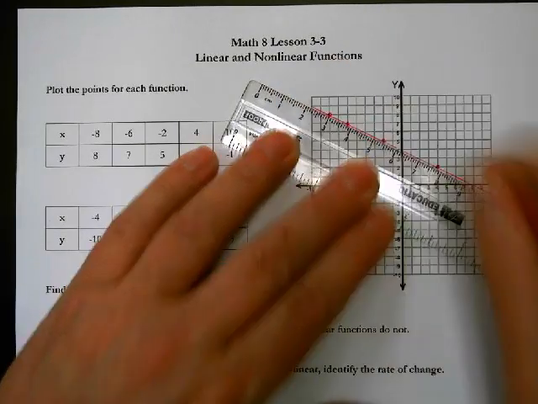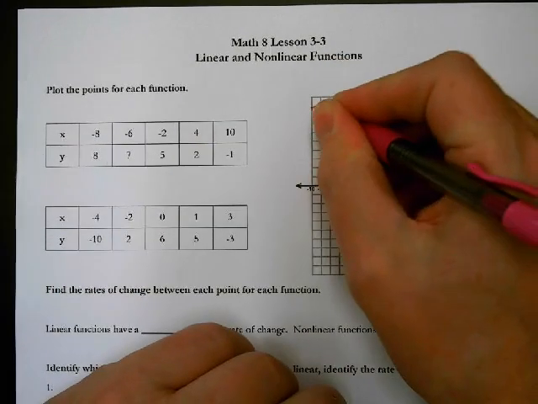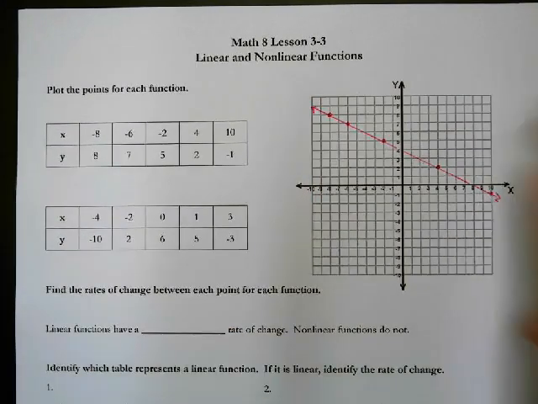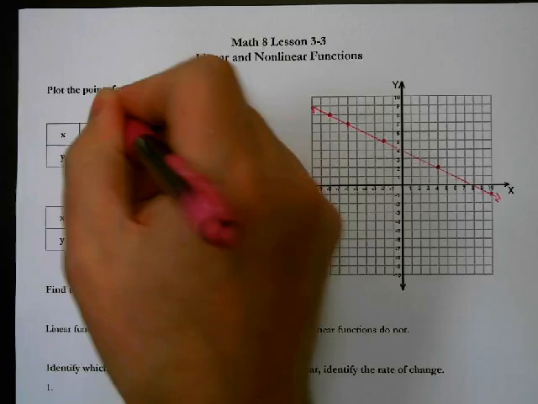So our first graph would represent a linear function because they make a straight line. So this is a linear function.